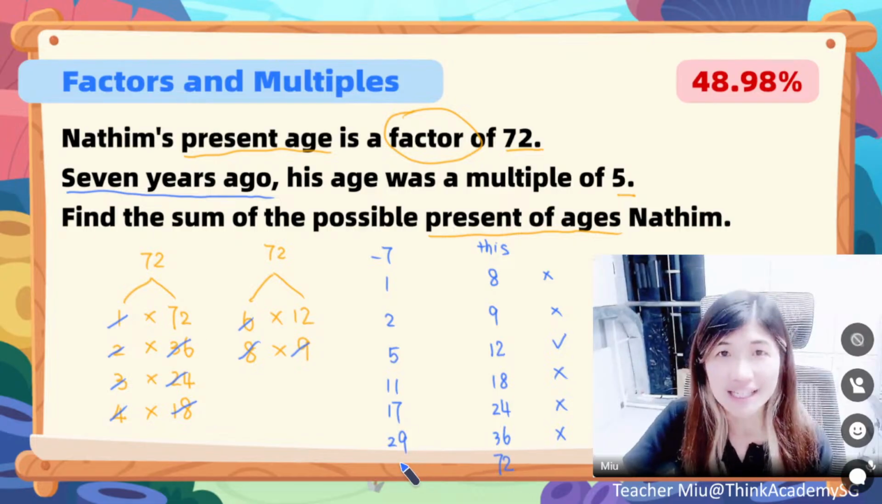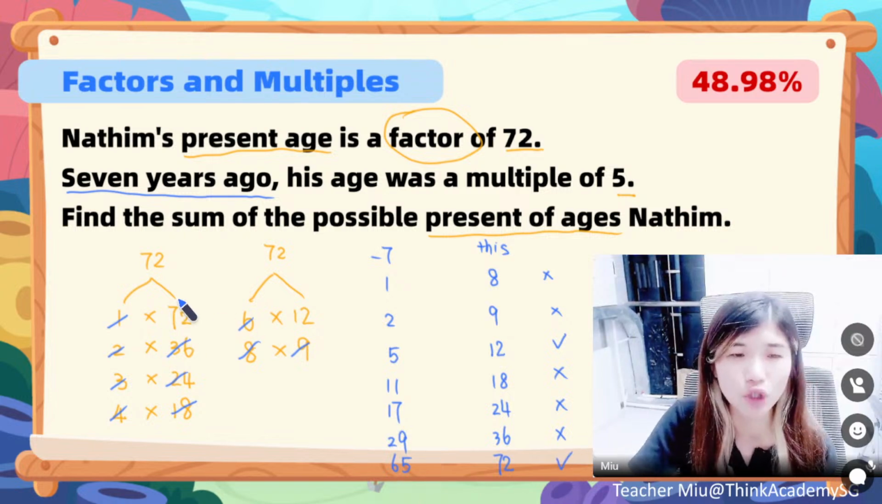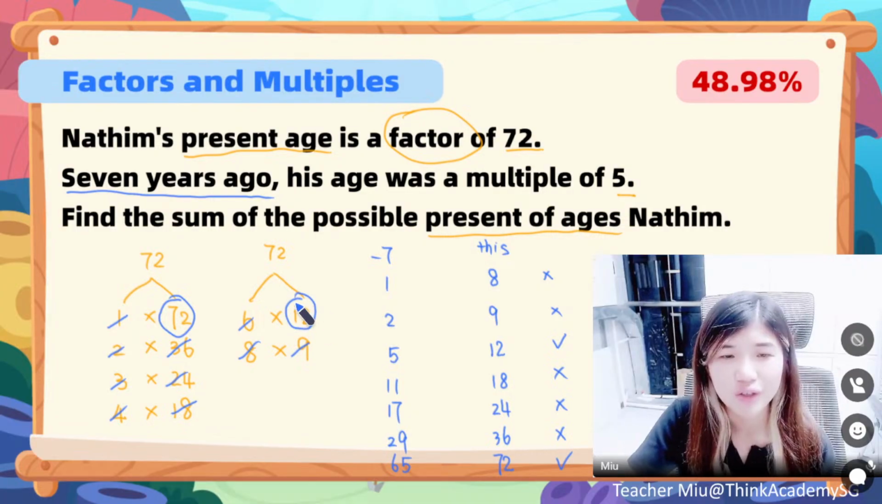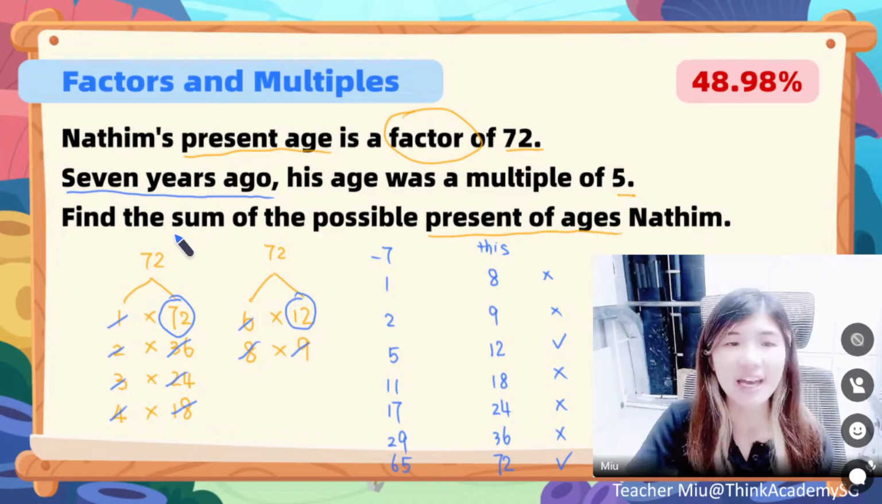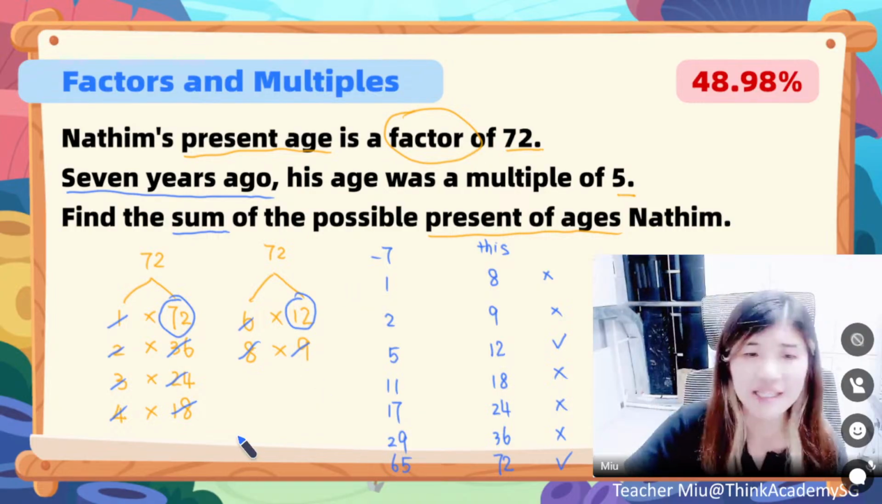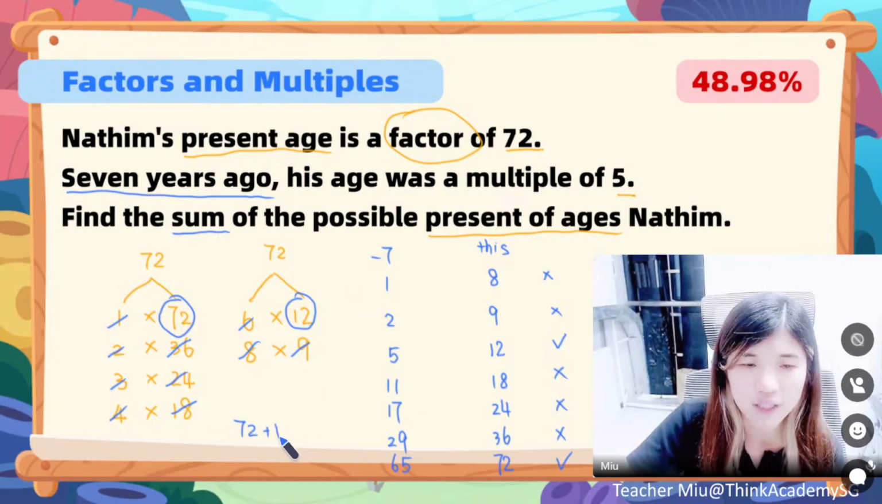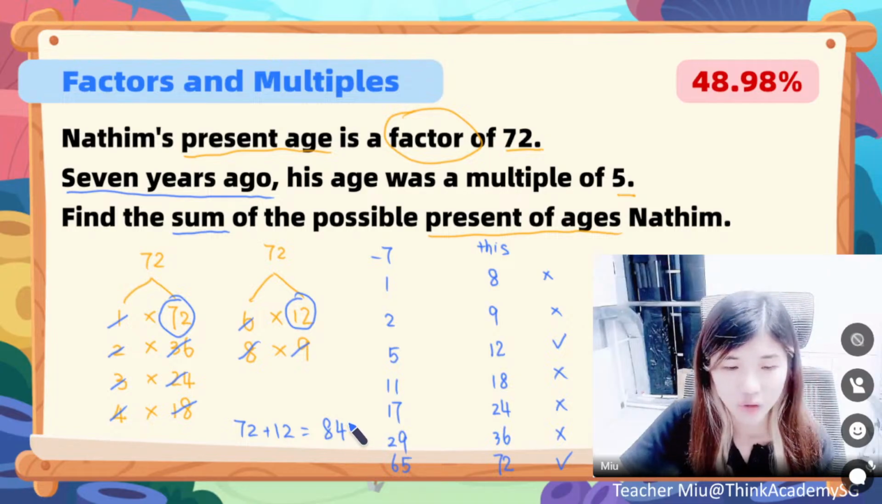7 years ago, that is 65. Is it a multiple of 5? It is. That means there will be 2 possible ages whose value 7 years ago is a multiple of 5. Then don't forget, we need to find the sum. That means we need to add them up. When you add them up, it's 72 plus 12. That gives you 84. That's how we get to the answer, 84.